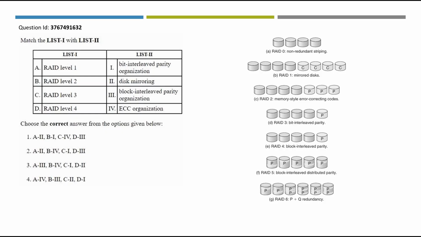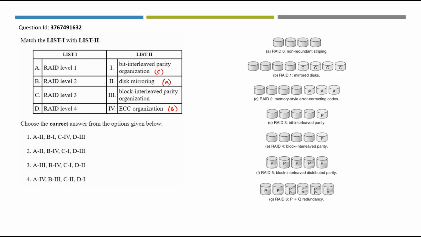A will be mapping to 2, RAID level 1 for disk mirroring. RAID 2 will be memory style error correcting code. B will be mapping to 4, ECC organization. ECC will be error correcting code. RAID level 3 will be bit interleaved parity. C will be mapping to 1, bit interleaved parity organization.